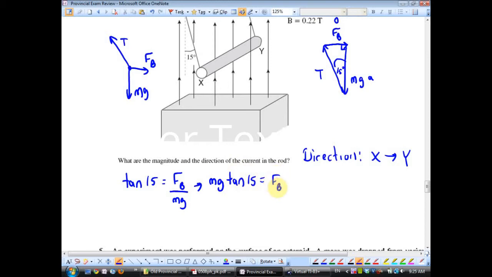But wait a minute. They want me to find the direction of the current, the magnitude of the current. So I'm going to take this magnetic force, which is equal to mg tan 15, and I'm going to recognize this is also BIL. Right? Get the I by itself. The current is going to be mg tan 15 divided by BL.